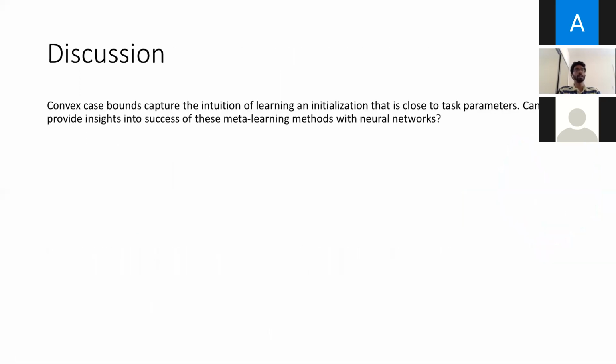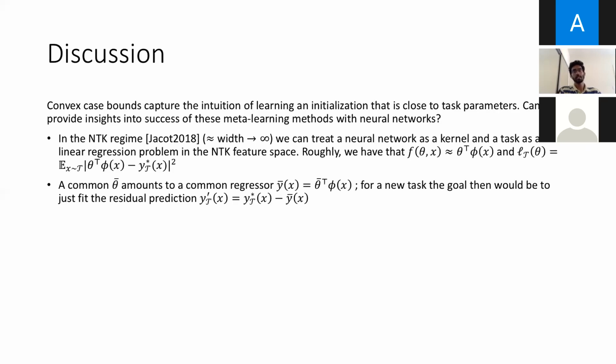Okay, so good. From the convex case, we see that it actually captures the intuition that we want to learn an initialization that's close to the task parameters, and it's done in either the Euclidean distance sense, or there are other variants in those papers that I cited there, which do it for other notions of distances as well. The question is, can this provide insight into meta learning with neural networks, let's say? And the natural first step for us would be to maybe look at neural nets in the NTK regime. That is, in the limit of the width of the networks going to infinity.